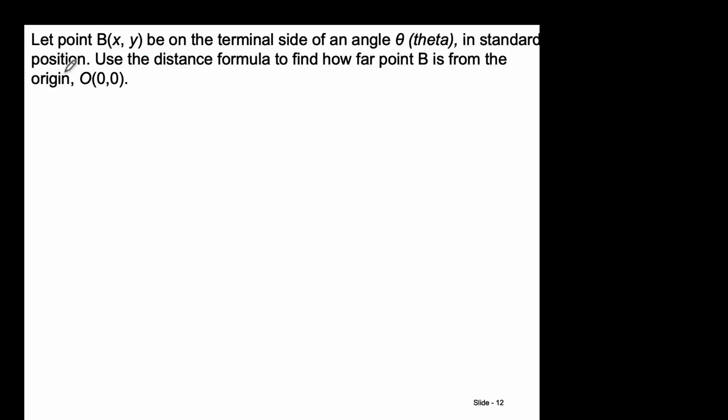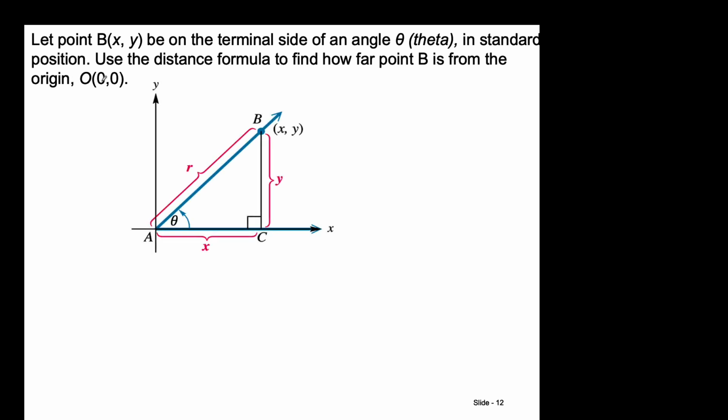Next, let point B be x comma y, and that is on the terminal side of an angle theta in standard position. We are asked to use the distance formula to find how far B is from the origin. All right, first thing I want you to do is draw this here. It's zoomed in on quadrant 1. I put B in quadrant 1 with coordinates x comma y.